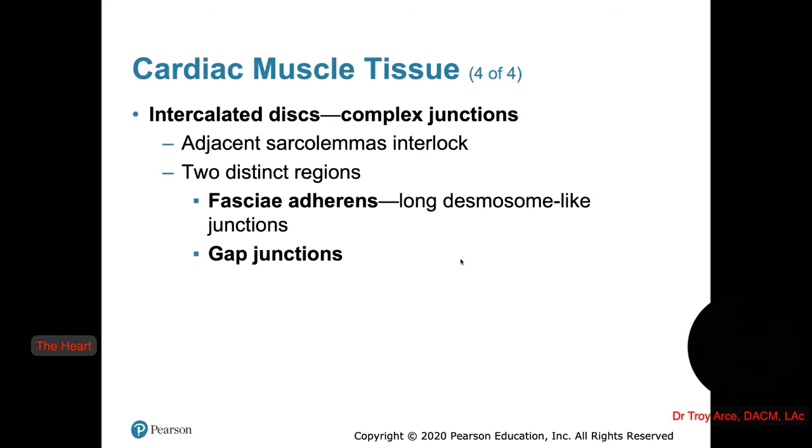I mentioned intercalated discs a few times already, but these are complex junctions, and they're adjacent sarcolemmas that interlock. And there are 2 distinct regions: the fascia adherens, which are long desmosome-like junctions, and the gap junctions. So these gap junctions are made to communicate with each other. These fascia adherens are long desmosome-like junctions that adhere from one cell to another.